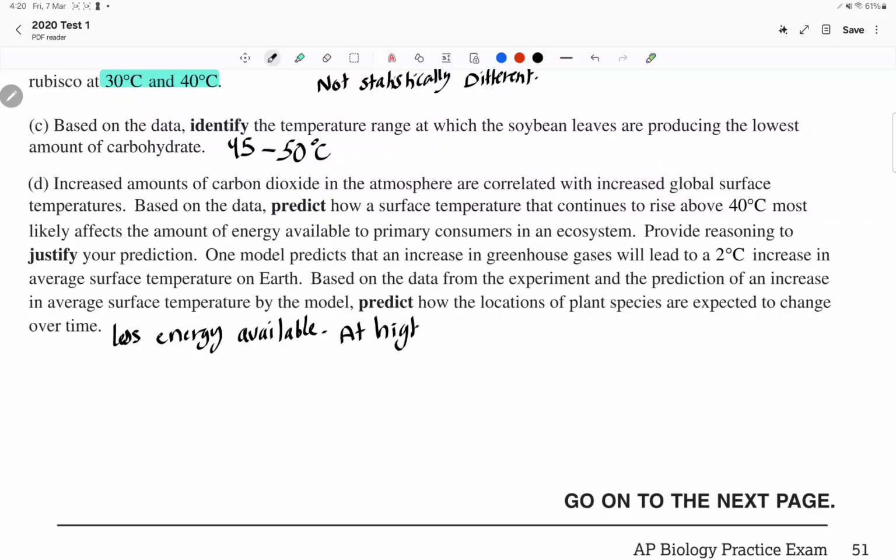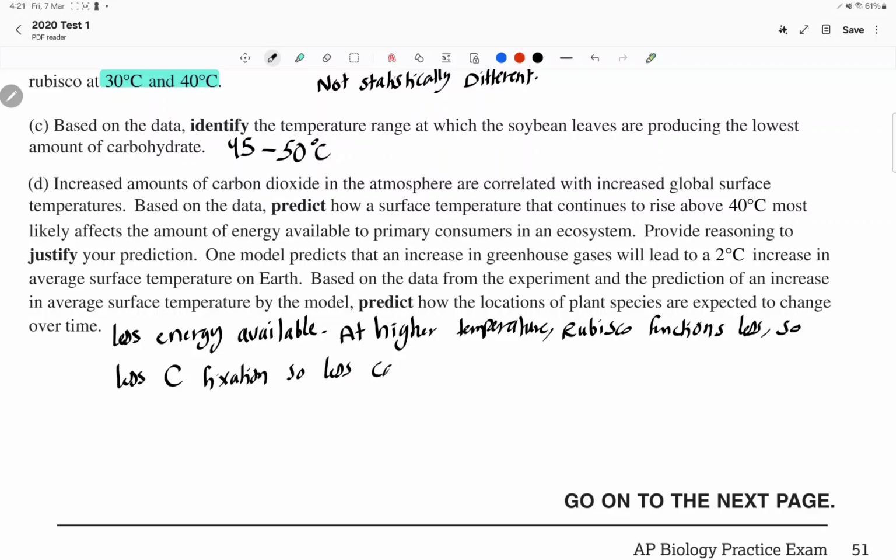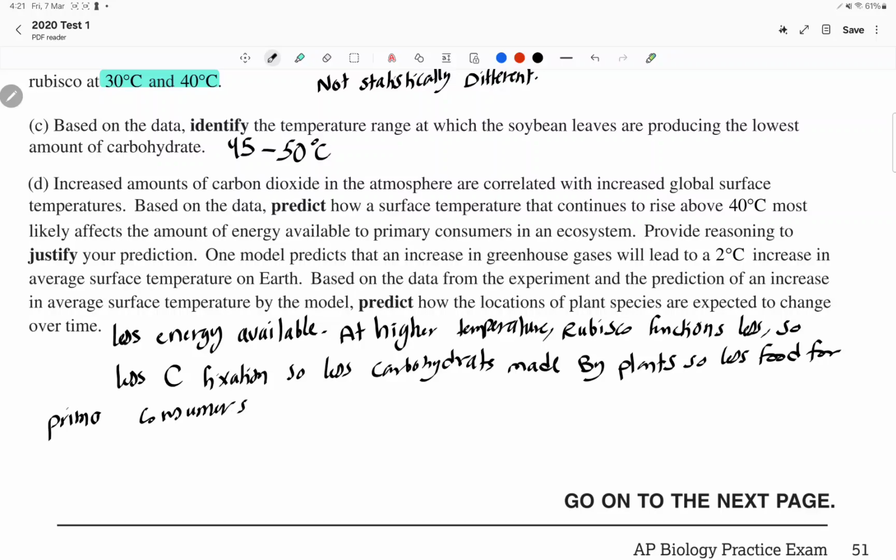Now put a dot, justify the prediction. At higher temperatures, Rubisco functions less, so less carbon fixation, so less carbohydrates produced or made by the plants, so less food for consumers, for primary consumers.